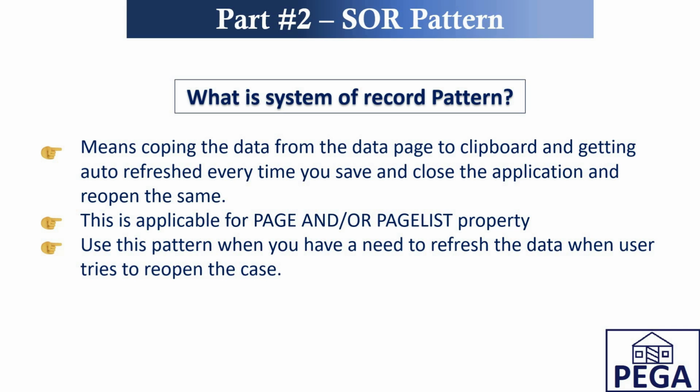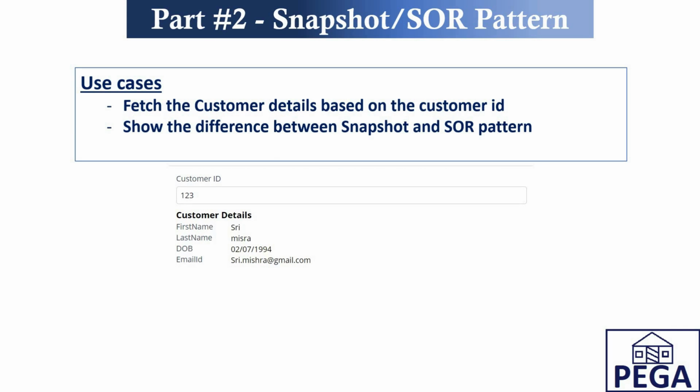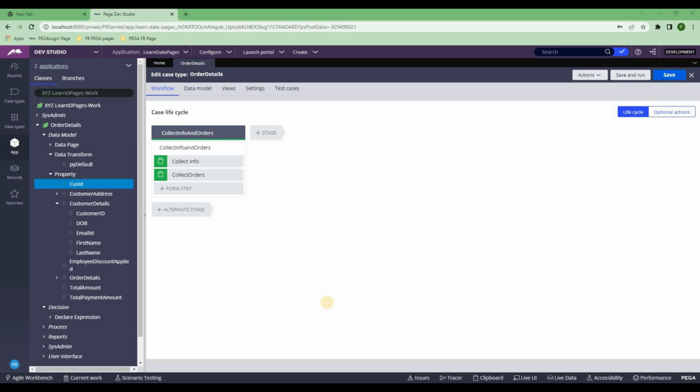So that means you always wanted to see the latest data that is there in the backend, right? Now coming back to the use case, what we're going to do today is learn how to fetch the customer detail based on the customer ID, which we had already discussed in my past video of data pages, and we're also going to show both the patterns and the difference between these two. So without any further delay, let's get into it.